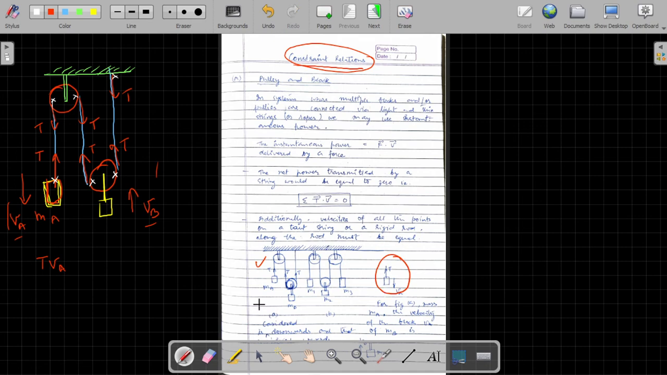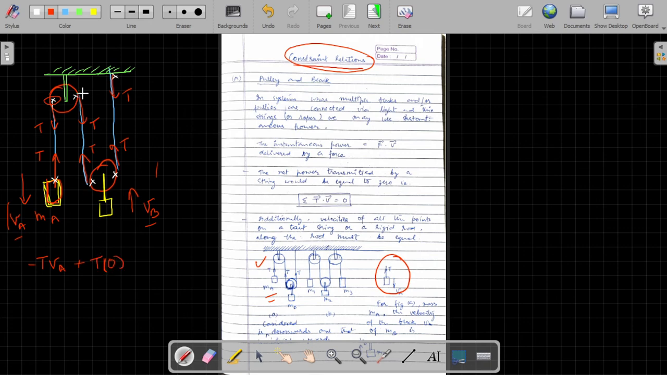So as per this figure, starting from mass A, minus TVA, plus tension into the velocity of the point marked as white. This point is on the pulley, and it is in contact with the string, but it is on the pulley, and we are studying the power delivered by the string on the bodies. So the pulley is the body, and the point of contact on the pulley is not moving. That means its velocity is 0. So we can write tension T into 0.